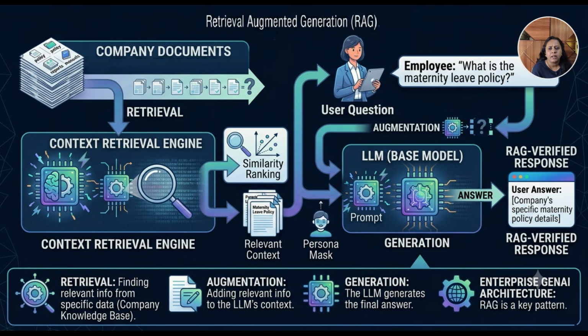The complete pattern is called retrieval augmented generation, where retrieval means finding relevant information, augmented means adding that information to the LLM context, and generation means the LLM generates the final answer. RAG is one of the most common architectures used in enterprise GenAI applications.